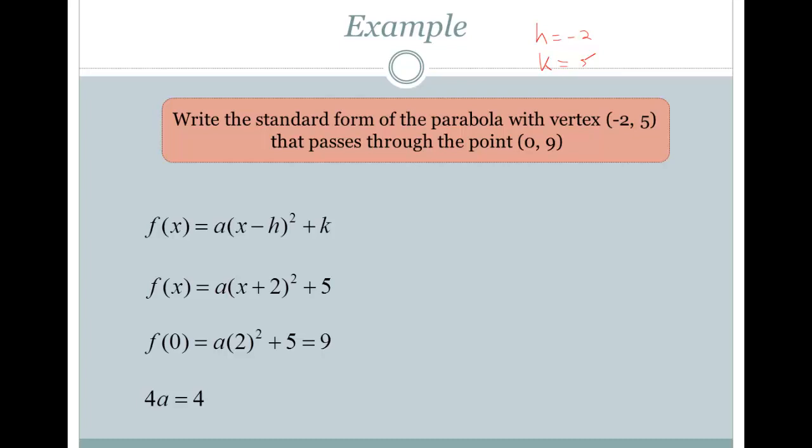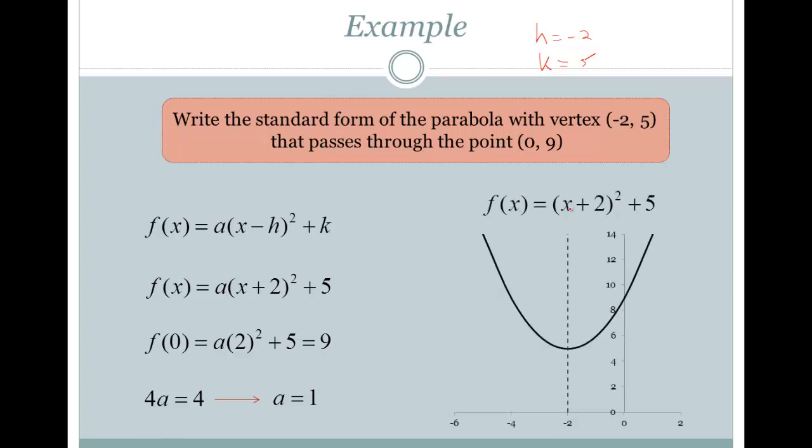And I can solve that: 4a is equal to 4, and a is equal to 1. And so my final equation is (x + 2)² + 5. Note that my vertex is -2, comma 5, (h, k). And the equation of my axis, my line of symmetry, is x equals -2. I knew that because I got it from that information right up there.